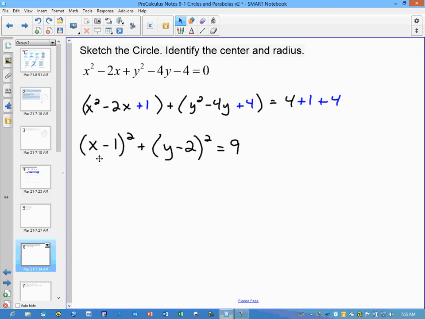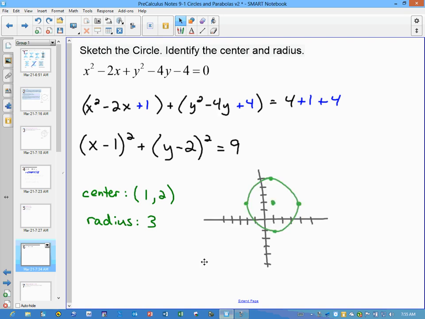And now we're looking for what is the value of x that causes that parenthesis to be 0, which would be 1. Value of y that causes that to be 0 would be 2. So my center is 1, 2. And this represents r squared, which means r is 3. So we have a radius of 3. And from there, the sketch comes naturally. We plot the center at 1, 2. And then 3 units left, right, up, and down give us those other 4 points. And we draw our curve through those 4 points.